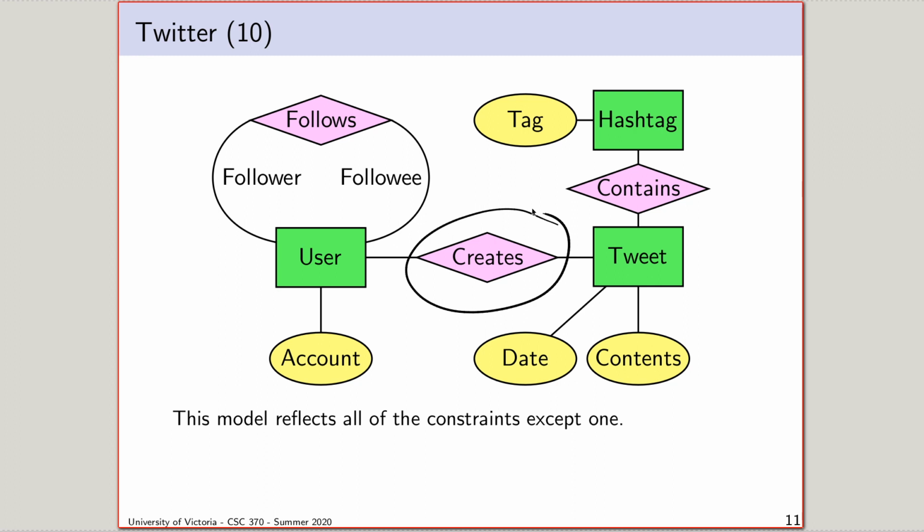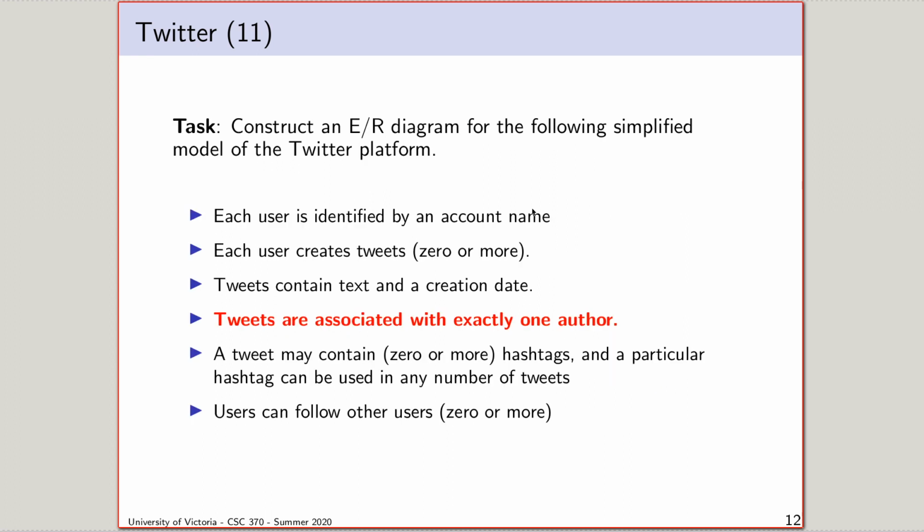It also doesn't preclude having one user associated as the creator of all the tweets or one tweet being created by all the users. We, however, want, in the model we've designed, this system to include some constraints on who can participate in the relationship and how often they can do it. In particular, we would like to enforce the constraint that every tweet is associated with exactly one author. So not 0, not 2, not 5, exactly one.